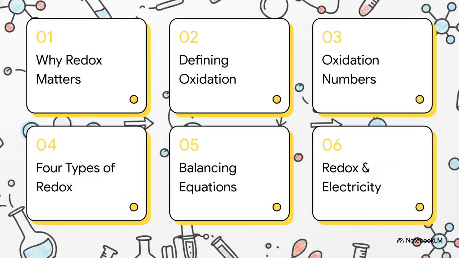So, here's our game plan. We'll kick things off with why redox even matters. Then we'll get into the nitty-gritty, defining oxidation and reduction, learning how to track electrons with something called oxidation numbers, and spotting the 4 main types of redox reactions. After that, we'll cover the big one, how to balance those tricky equations. And finally, we'll connect it all to the real world and see how redox powers things like batteries. Sound good? Let's jump in.